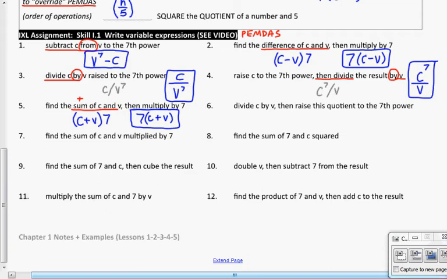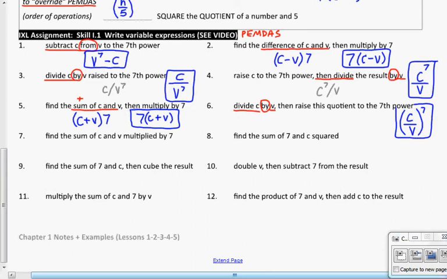All right, number 6, divide C by V. Then raise this quotient to the 7th power. Divide C by V. That's this. And then raise that quotient to the 7th power. So we want an exponent of 7, but we don't want just C to the 7th. We want to take that quotient and raise it to the 7th power. So the C over V has to be in parentheses there, raised to the 7th power.